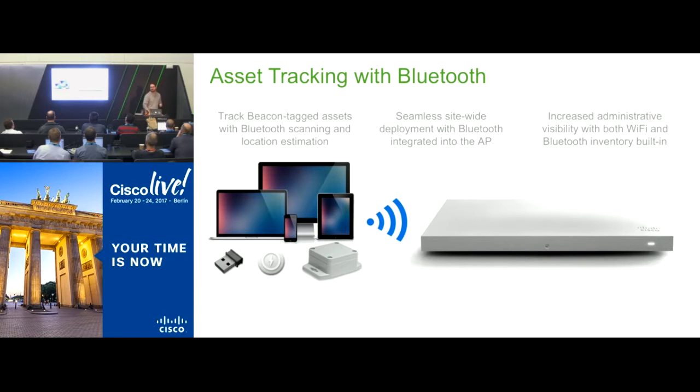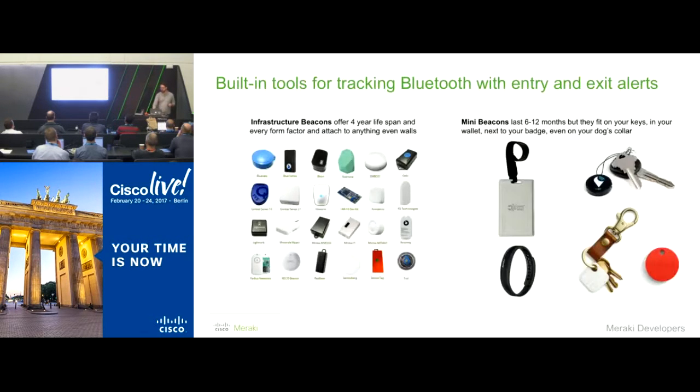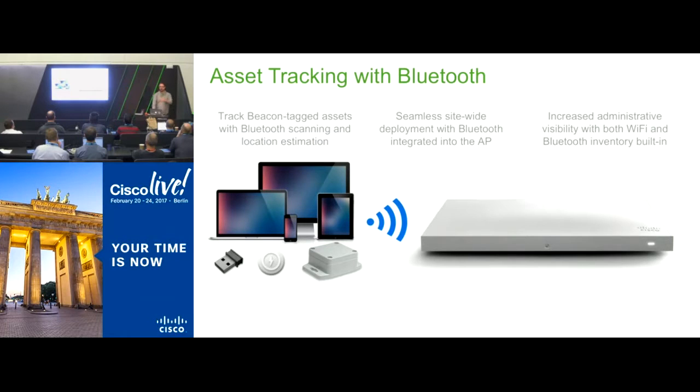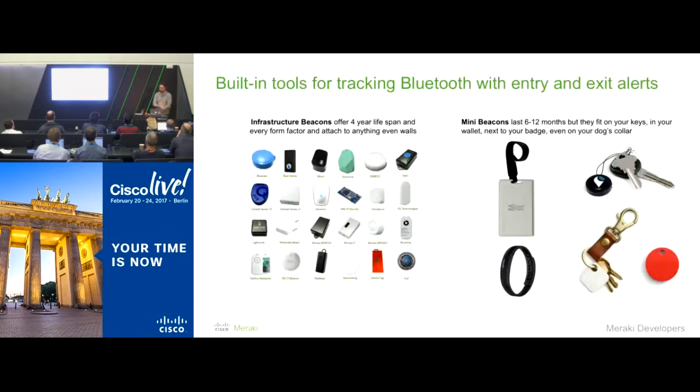We just launched this last October. And now you can track any Bluetooth device in range. That means anything that's beaconing out Bluetooth. Now, certainly you can enable Bluetooth on your iPhone and have it beacon, but by default, they're not trackable. What is trackable is all these infrastructure beacons that you can install on different things.